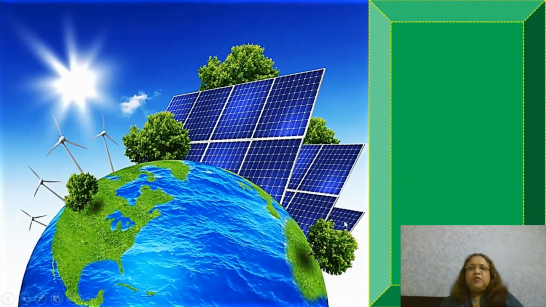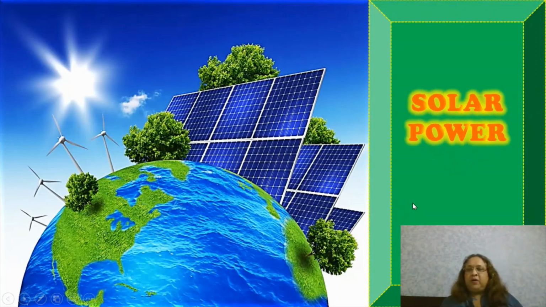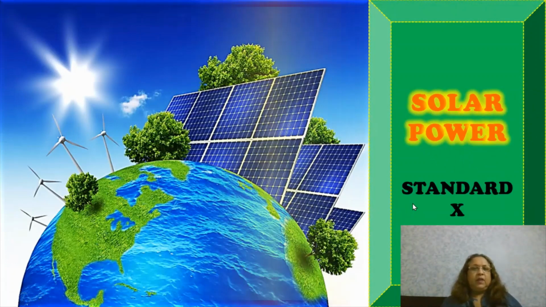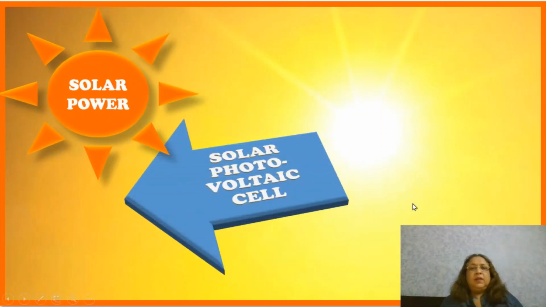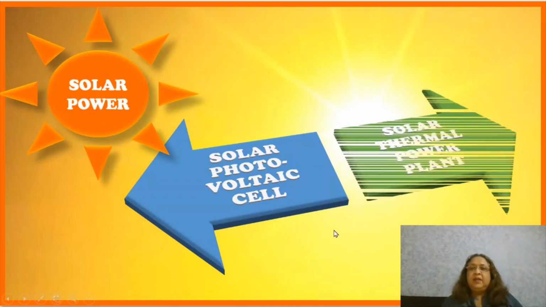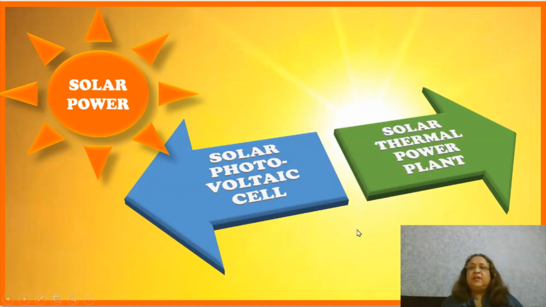Hello and welcome to another lesson in Science and Technology 2, where we will learn about another green source of energy called solar power. There are two methods or processes to take the sun's rays, or the radiation of the sun, and change it into electricity. One is by a photovoltaic cell and the second is in a solar thermal power plant.